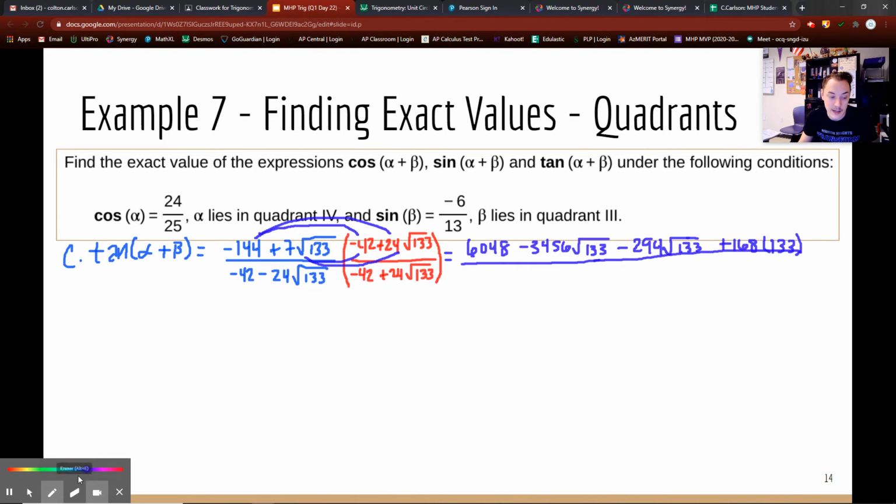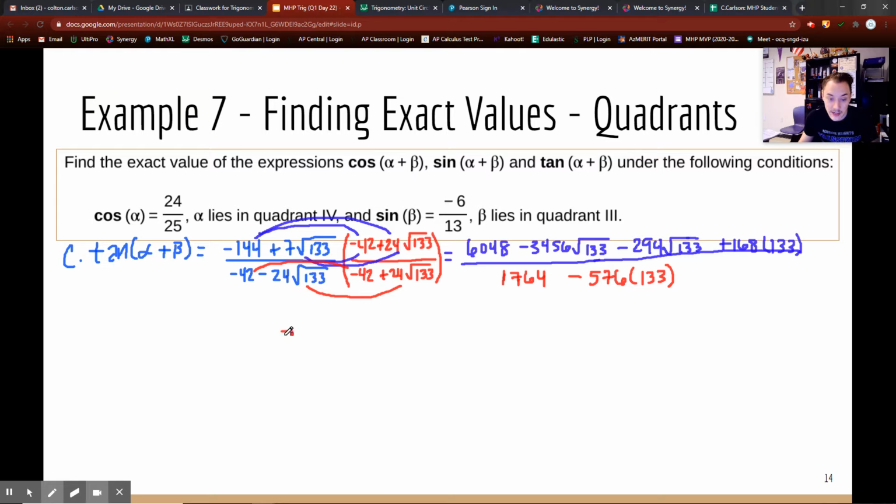Now let's do my denominator here. My denominator, I'm only going to do the first and the last terms. So my first term, negative 42 times negative 42, is going to be 1,764. And then my last terms, 24 times 24, is going to be a negative, so negative 576 and then times 133. I know my middle terms will go poofy. That's why I did the conjugate here. So now I don't need to show that.